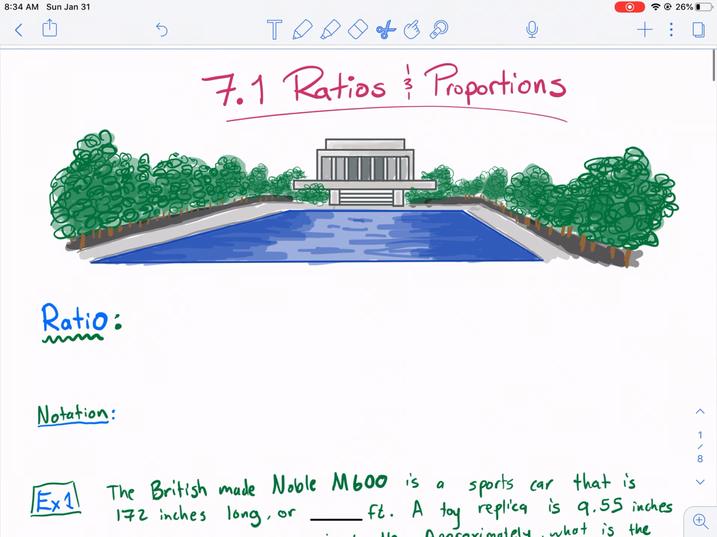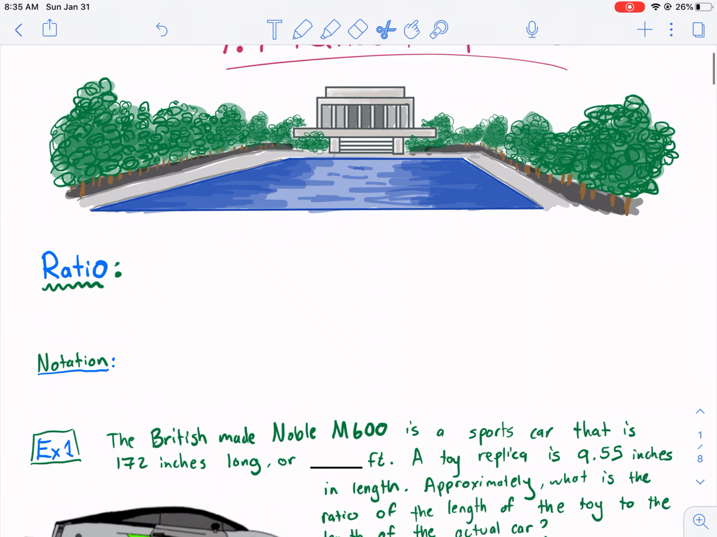Welcome everybody to a new section of geometry, new chapter, chapter 7. We're going to be getting into similarity, but before we do, we're going to talk about some ratios and proportions. So President's Day is coming up, so that's Washington, D.C., if you didn't know.